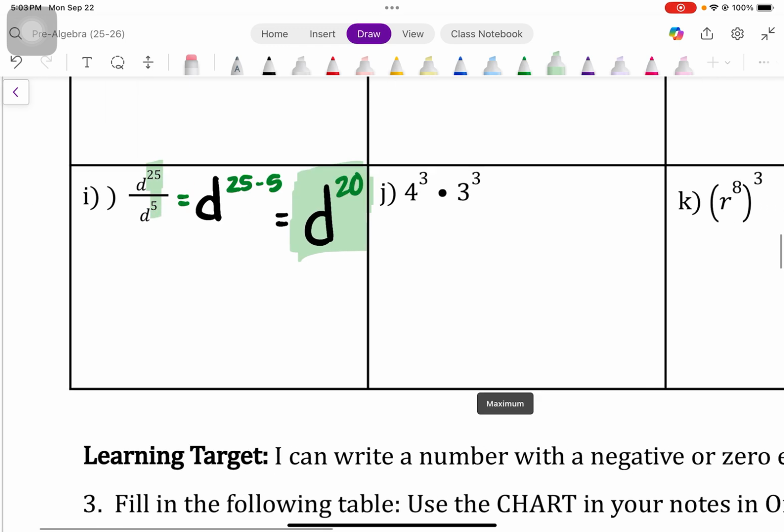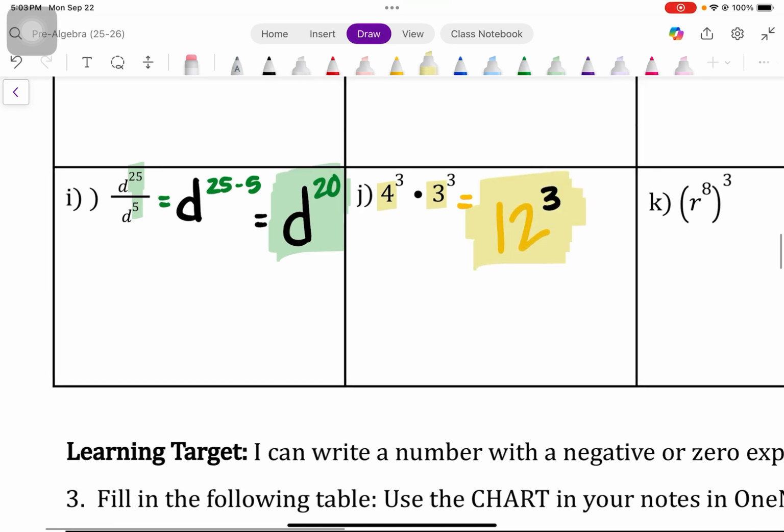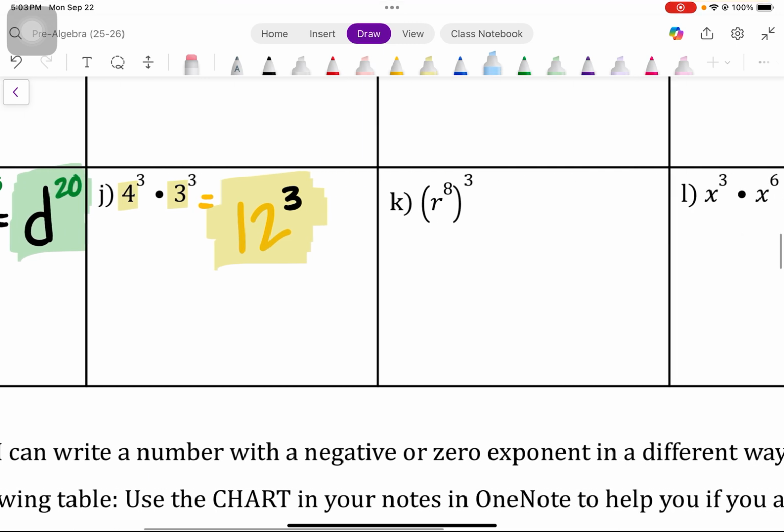Our next one, we have different bases, but the same exponent. So we're going to take our two bases and multiply. 4 times 3 is 12, and we keep the exponents. 12 to the 3rd. Letter K, we have power of a power, so we have our two exponents, and we're going to multiply them together. We have r, 8 times 3 is 24. This being our final answer.